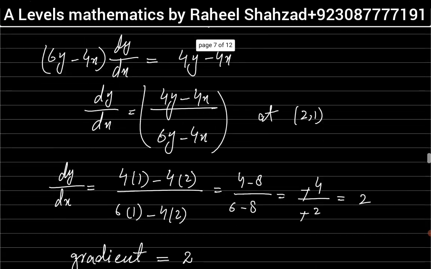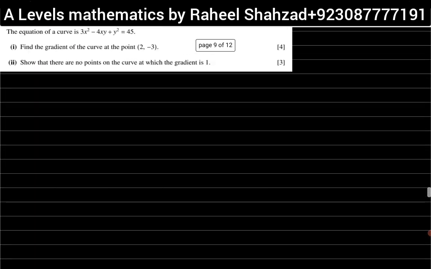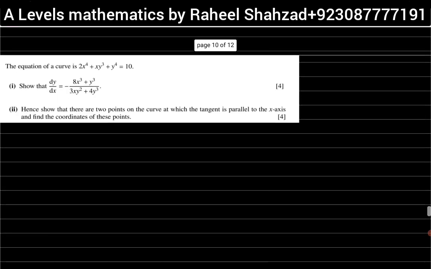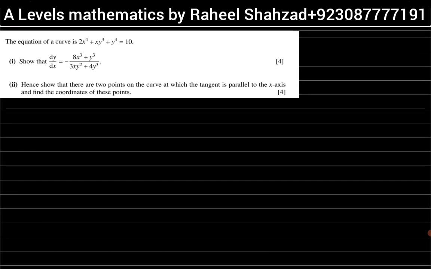Okay. The next question is, here you go, 45. You have done this question. And yes, here's another question. The equation of the curve is 2x square plus xy cube plus y4 is equal to 10. So you need to show that dy by dx is this. So here you go.